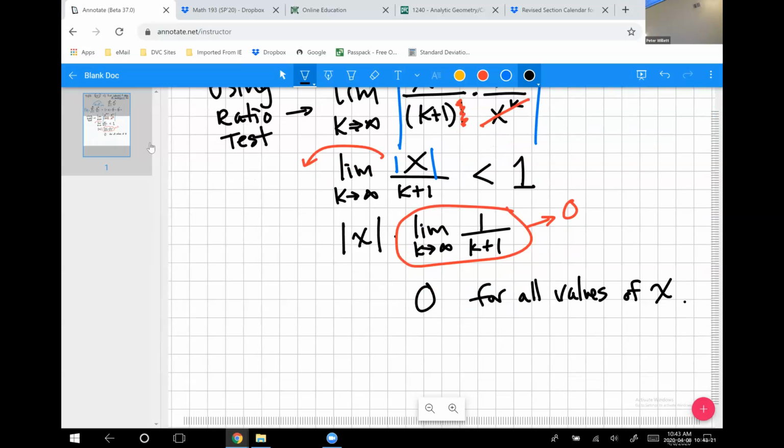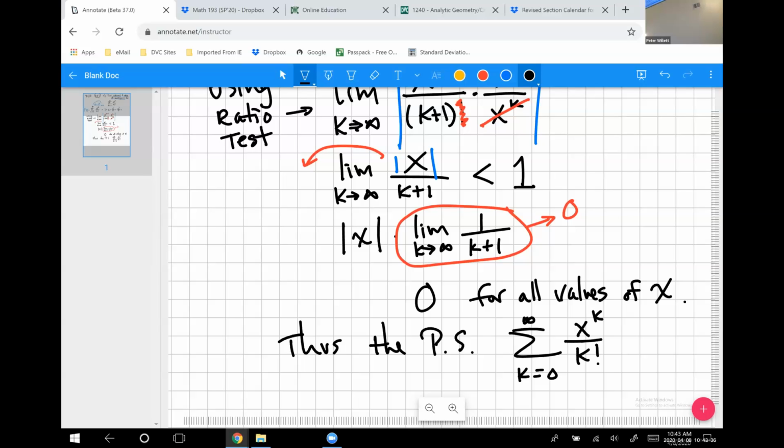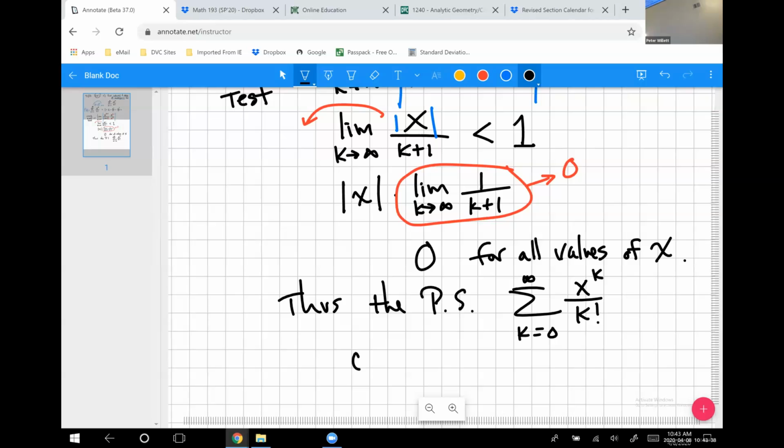So what this means is the power series summation k equals 0 to infinity of x to the k over k factorial converges for all x values.